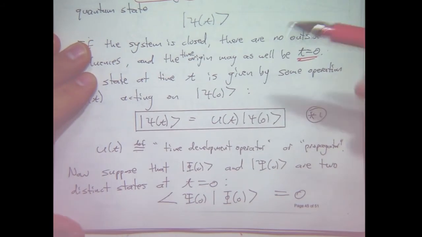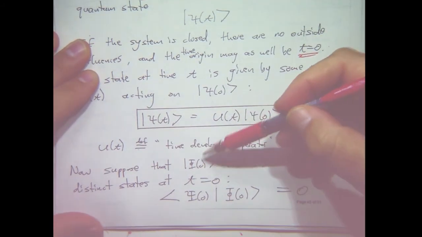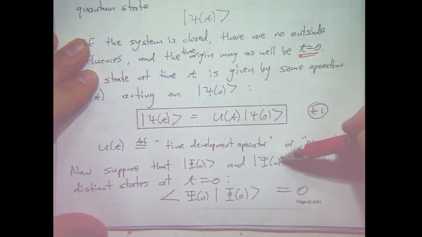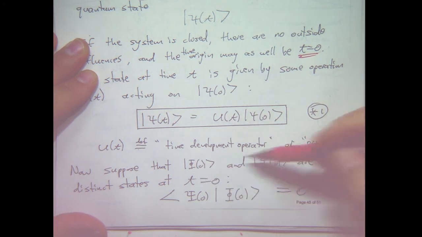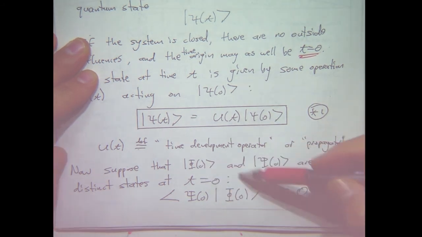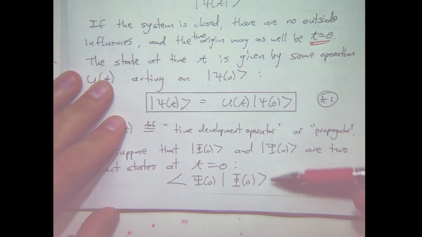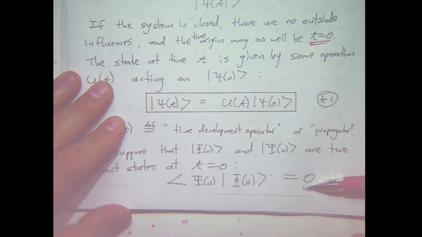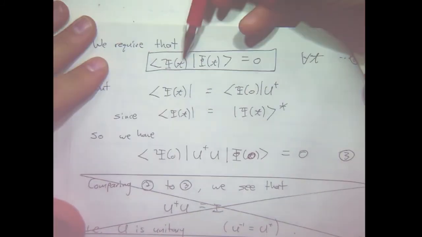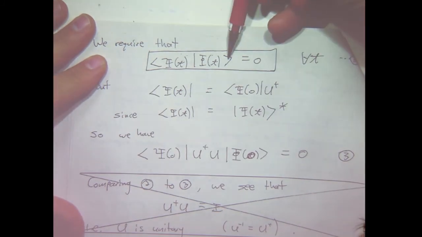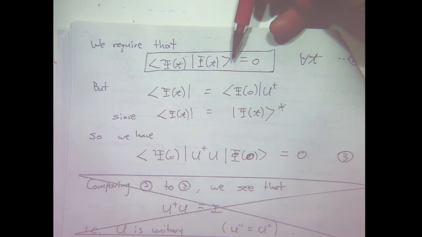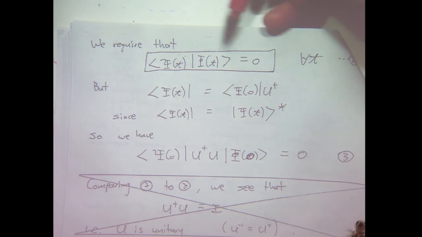Now suppose the ket psi of zero and the ket phi of zero are two distinct states at t equals zero. Distinct states means that they are orthogonal. At t equals zero, they are orthogonal. What we want to show is that at time t, they are still orthogonal. This is what we want, to preserve experimental information.